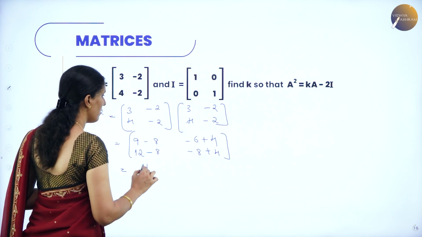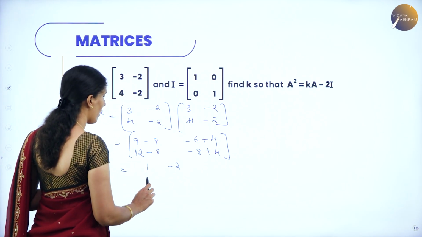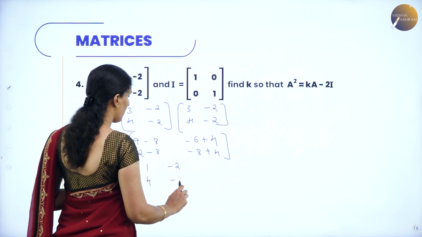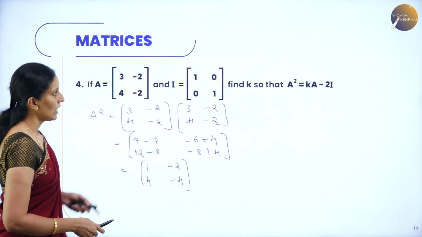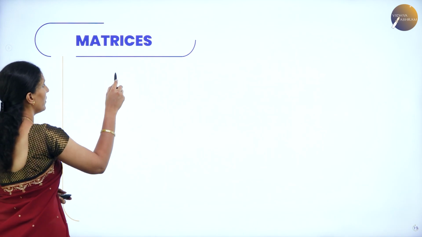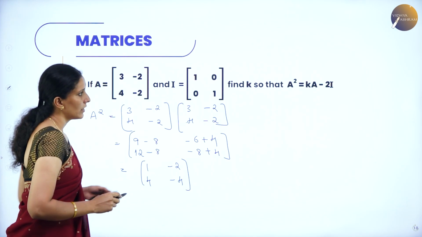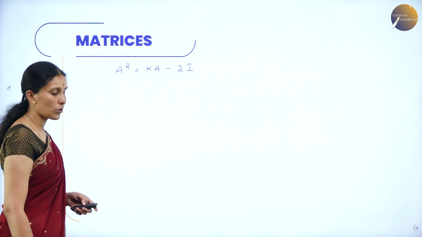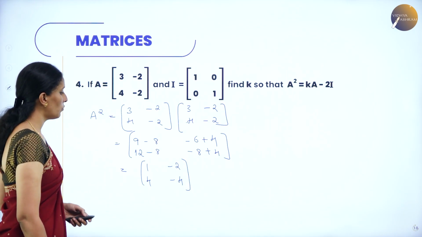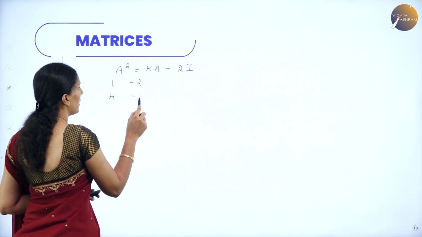So we have 1 minus 6 plus 4 is minus 2, and here we have 4 and here we have minus 4. So now this is A square. Let us take the equation there. We have A square is equal to kA minus 2I. A square we got it as 1, minus 2, 4, minus 4.